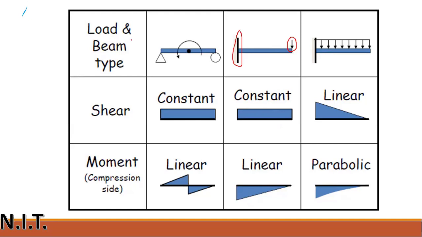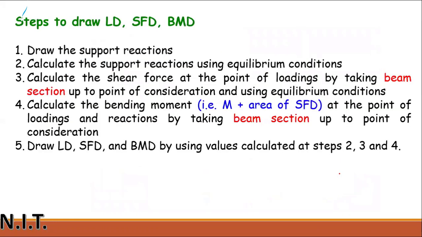If the same cantilever beam is subjected to a uniformly distributed load, a UDL, then the shear force in such a case will be a triangle, and the line of the triangle will be linear, and its moment will be parabolic. You can see this line will be parabolic in shape.